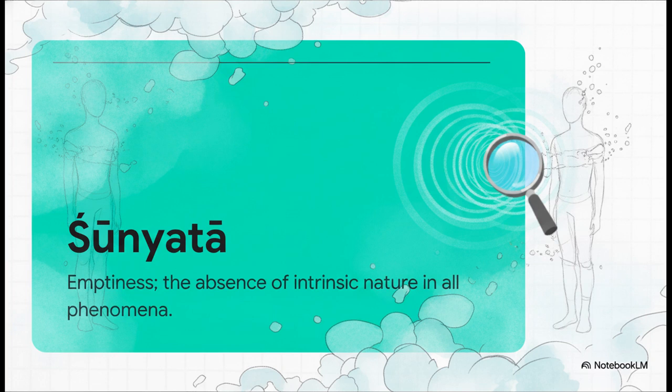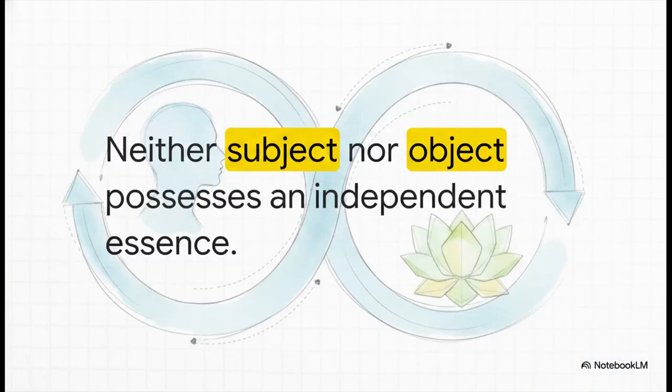Madhyamaka goes a massive step further than any perspective we've talked about today, because it flat out denies inherent existence to both the subject and the object. And how does that work? It relies entirely on something called dependent origination. Neither the subject nor the object possesses an independent essence. They literally cannot exist on their own. Each only exists through dependent origination, meaning they only exist in relation to everything else.